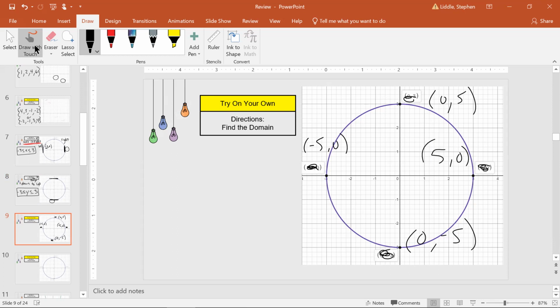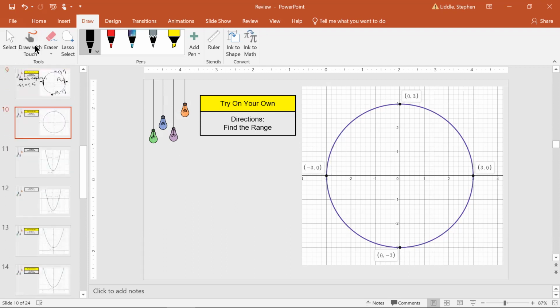All right, so for our domain, again, we're going from left to right. Our furthest left is this -5 less than equal to x, less than equal to our furthest right of 5.